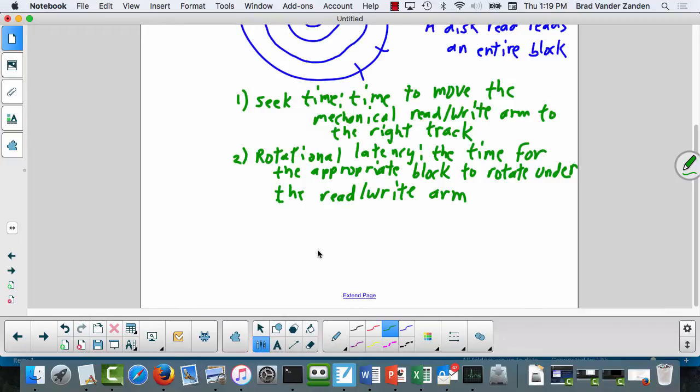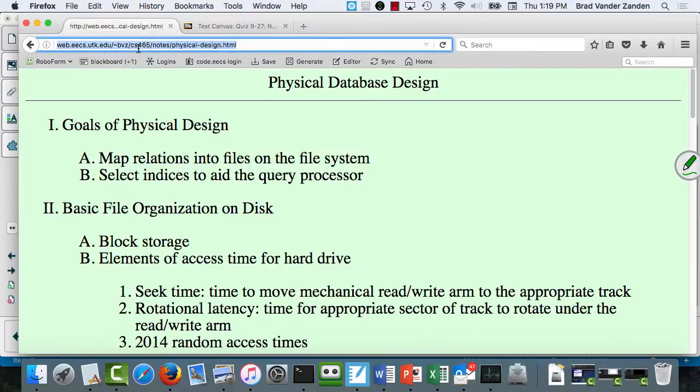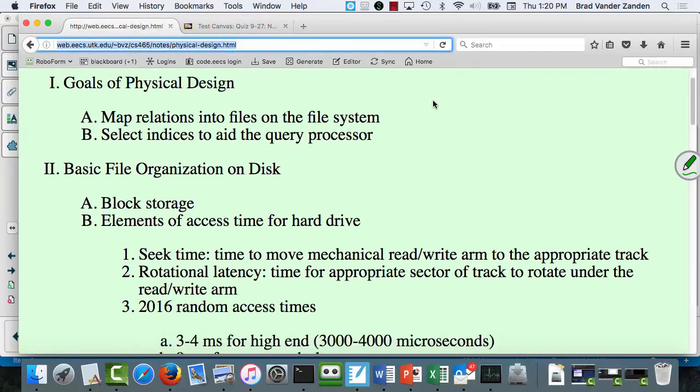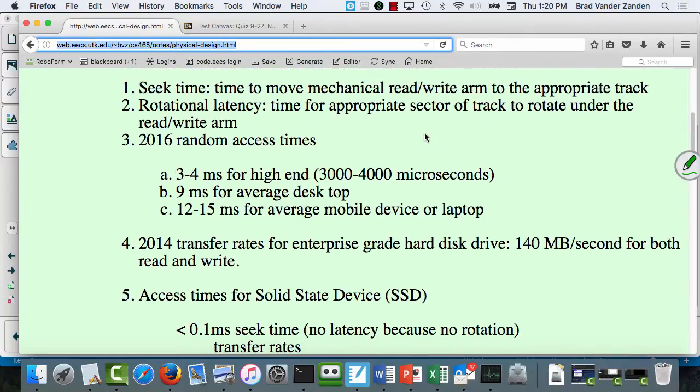And the changes have not been very fast. Back in 2014, I had times for random access, and before today's lecture I went and updated them and found that essentially random access times have not really changed very much. Random access time includes both seek time plus rotational latency.